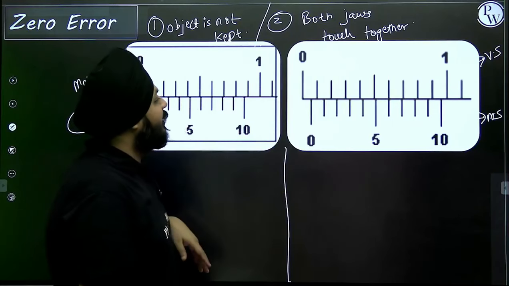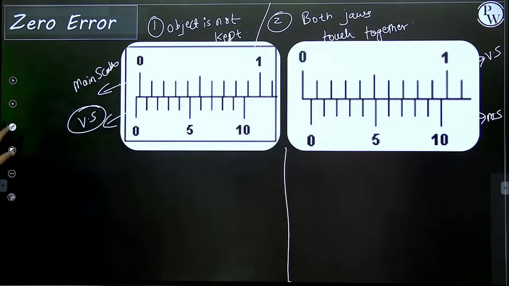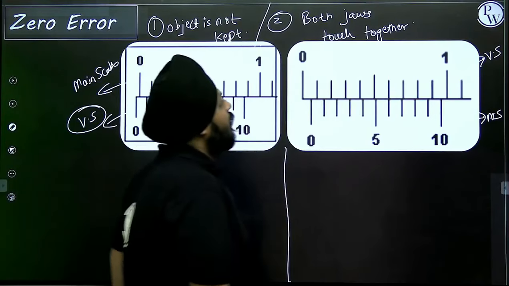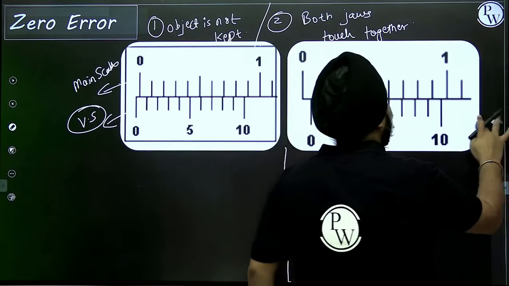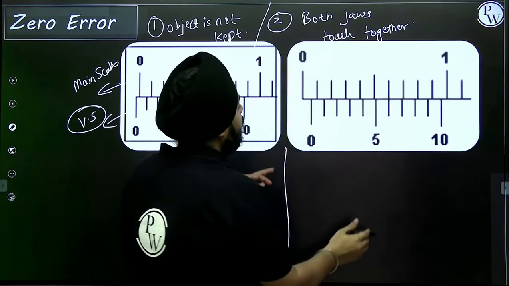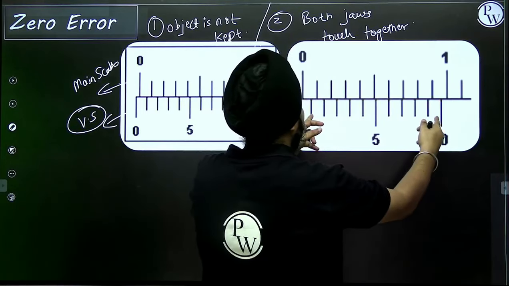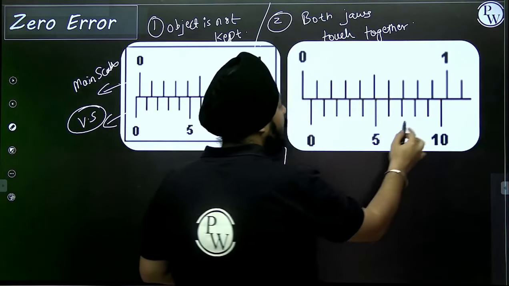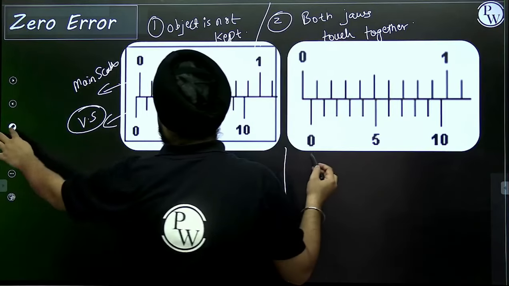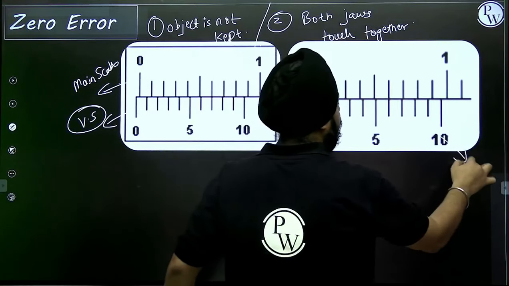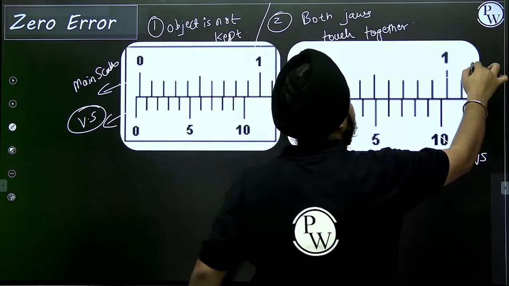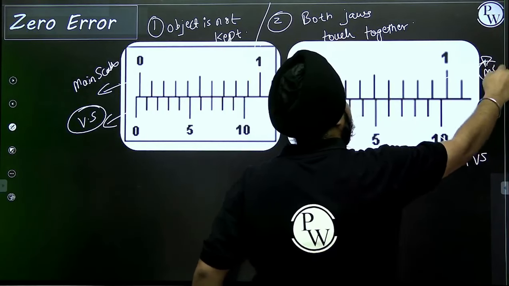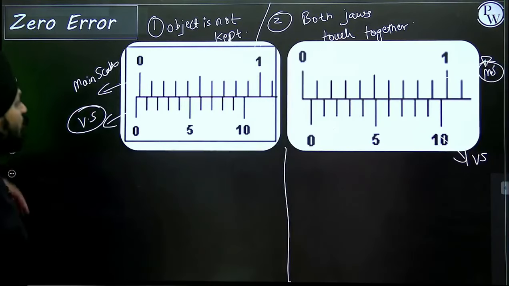So the upper one is the main scale and the lower one is the Vernier scale. You can see this is 0 to 1 and this is 0 to 1, so this length is shorter. So this one is the Vernier scale, and this one is the main scale, right?